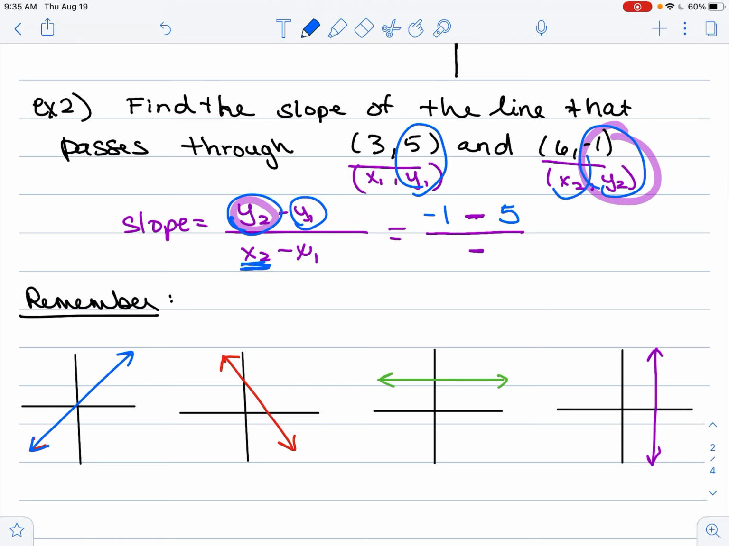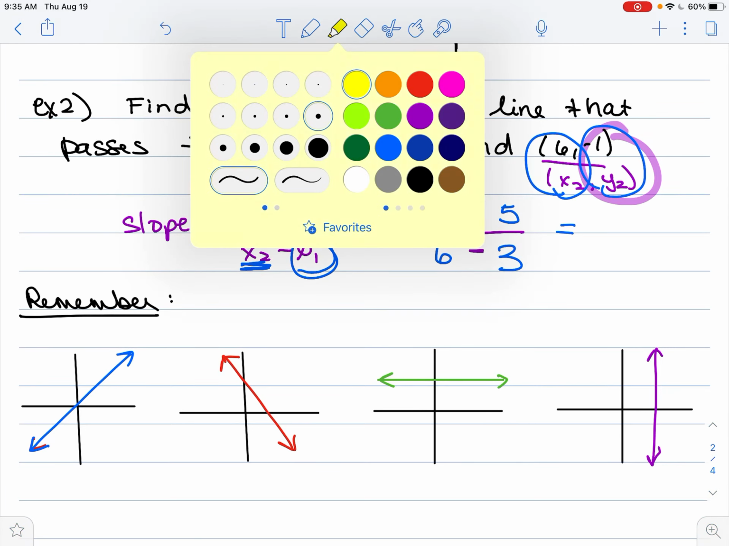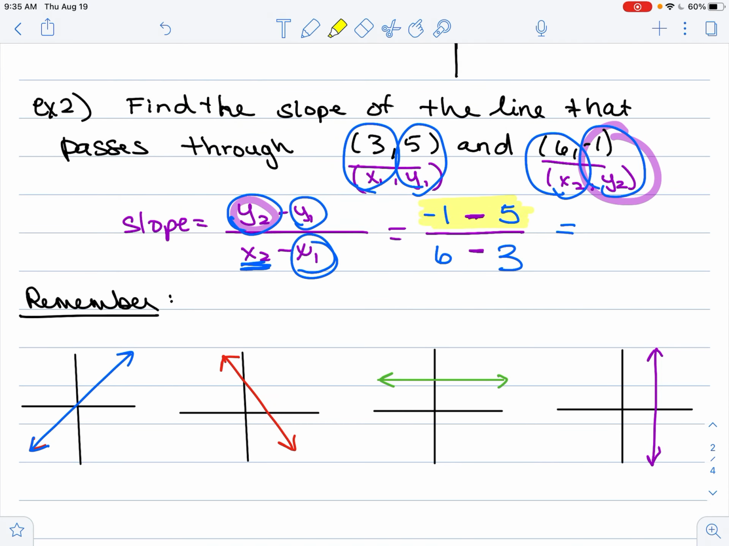x2 right here is 6, and x1 right here is 3. So now when I simplify this, we go across the top. 1 minus 5 is really like saying plus a -5. So this is -6 divided by 6 minus 3, which is 3. We can reduce that. 6 divided by 3 is 2, so this is a -2. So that slope is a -2, which is going to go down and to the right.